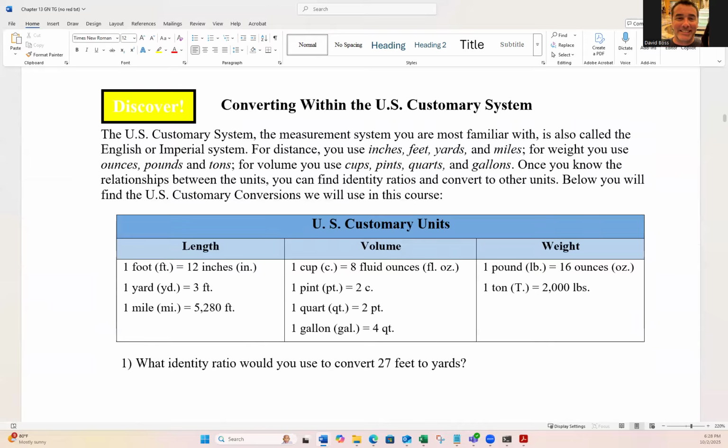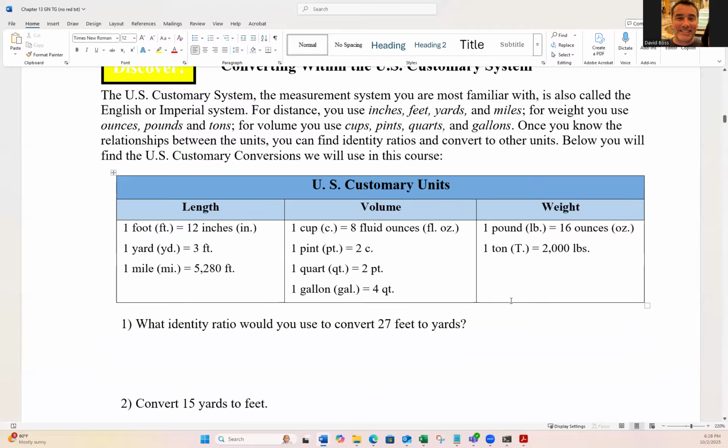Okay. Let's talk about the US system. We have all these systems that you're probably accustomed to, but a lot of you probably don't know how many pints are in a gallon, how many pints are in a quart, how many ounces are in a cup, et cetera. So we have this chart.